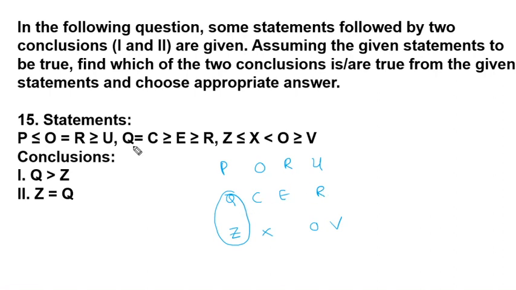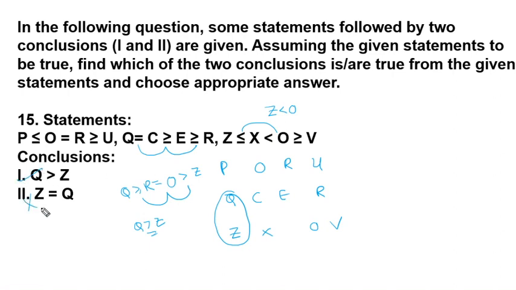Directly you can connect. So Q and R, the relation between Q and R, out of these three symbols, which is having the highest priority, greater than or equals to. So Q is greater than or equals to R. Then O equals to R or R equals to O, both are same. Simple. Then Z and O, Z is less than O. In reverse, O is greater than Z. So out of these three symbols, greater than or equals to, greater than, greater than is having the highest priority. So Q is greater than Z.